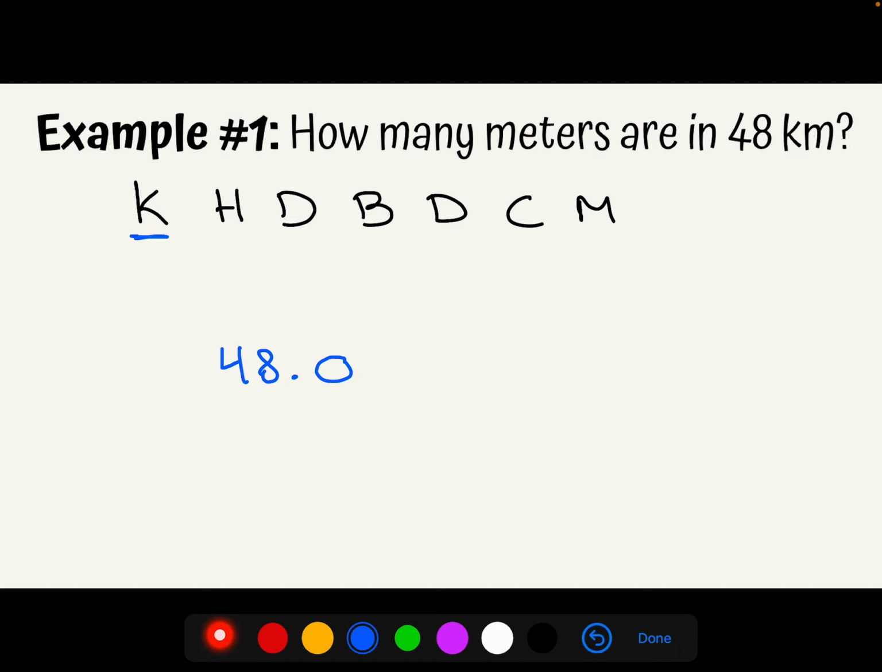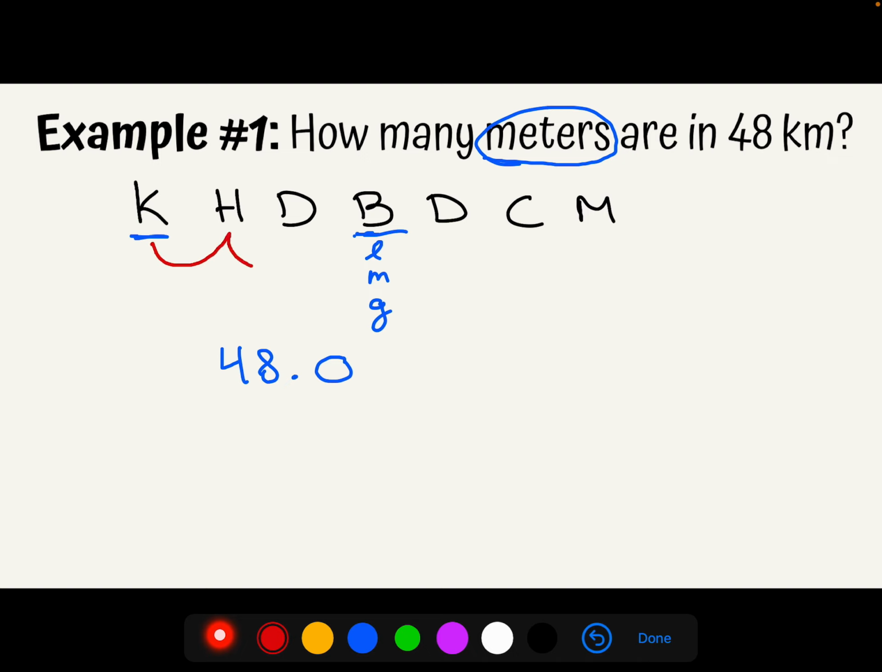Now it's asking me how many meters are in 48 kilometers. So I have to get from the K to the base unit, because remember the base unit is liters, meters, and grams. So be careful not to hop all the way to this M. We don't want to do that. We want to go to the base unit, because the far right M, that would be our millimeter, which is not what the question is asking us. So now I'm going to see how many times I need to hop over to get to my meter. So let's see, count with me.